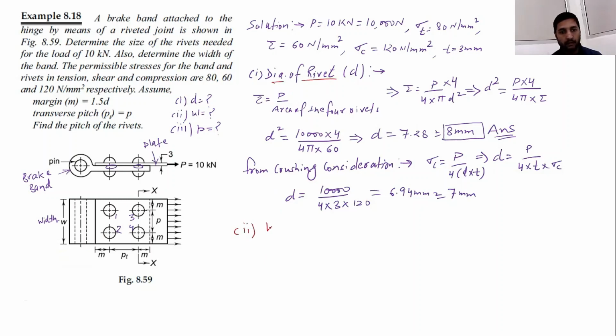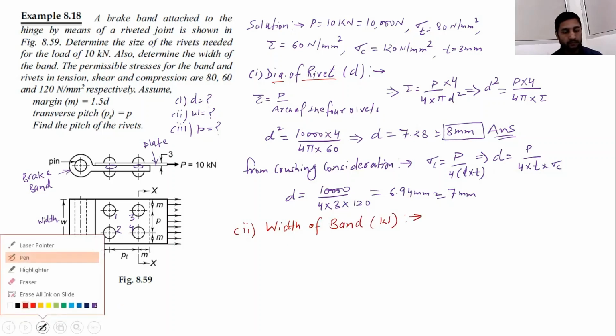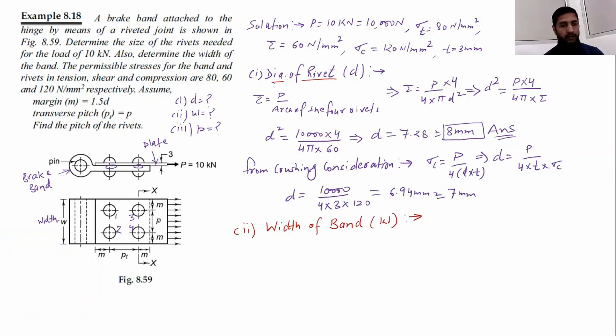Second, what we have to find is the width of band, that is W. Now, in order to find the width of the band, as you know we have a tensile force which is acting here on the break band, on the plate, and which failure is going to occur here? Tensile failure. So sigma T from here will become force divided by area under failure. If failure occurs in the plate, in the band, it can break from here, along section x.